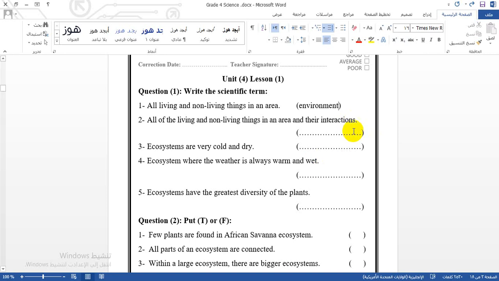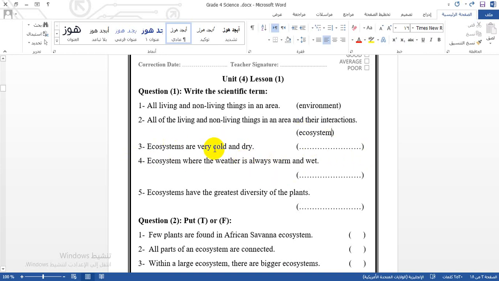So for that reason I have to write here, when we say the interactions between the living and non-living things, it means what? It means the ecosystem. Fine. We know that there are so many examples of ecosystems in our environment. Like what exactly? If you remember, polar ecosystem, or desert ecosystem, or forest ecosystem, ocean ecosystem. All of these are examples of what? Of ecosystems. Which one of them is very cold and dry?